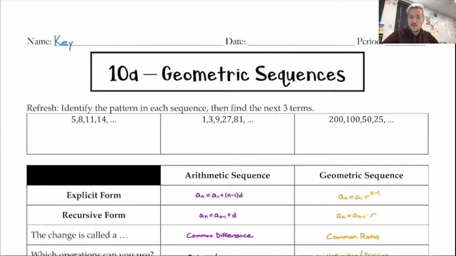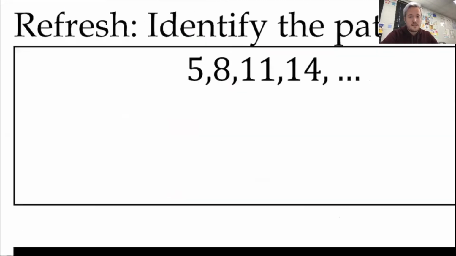Hey everyone. All right, so for Unit 10, we're going to start off by looking at geometric sequences. We actually covered what we called arithmetic sequences earlier on, so we're going to build on that and do geometric sequences. Just to start off, we're going to look at these sequences.